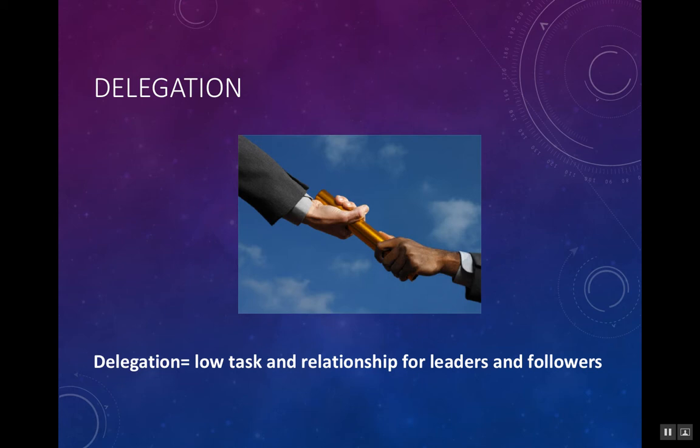So these 4 approaches are not independent of each other, and they can actually run concurrently with each other. The key is for the leader to be able to adjust. So whichever approach the leader is using, there should be task-oriented or relationship-oriented actions. And that is our situational leadership.